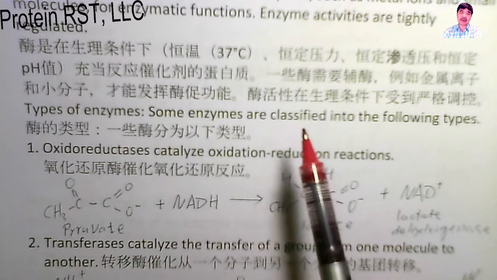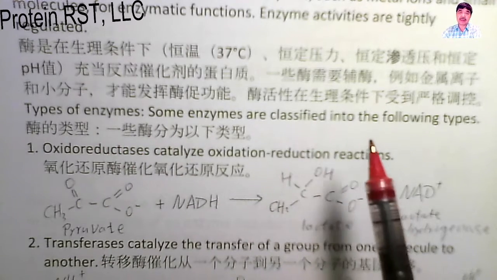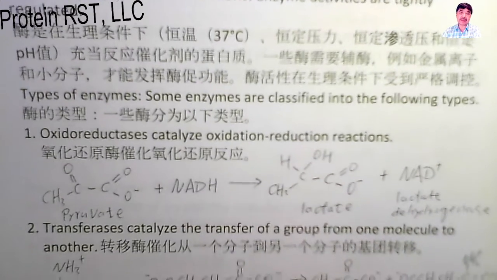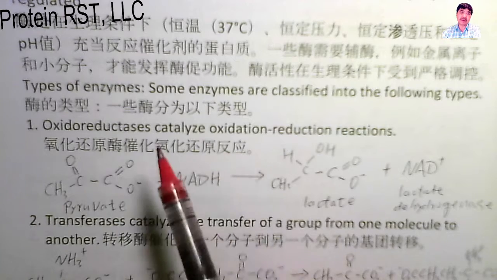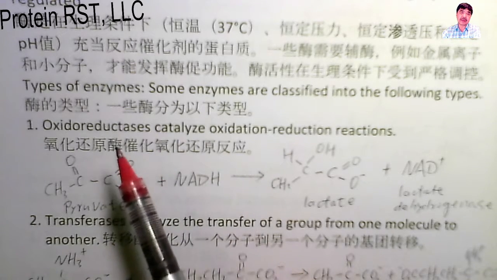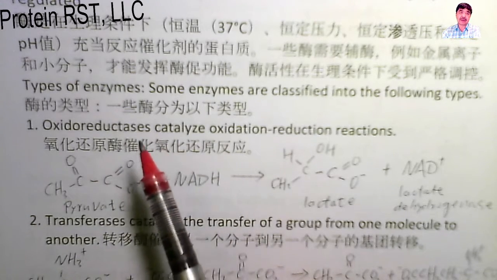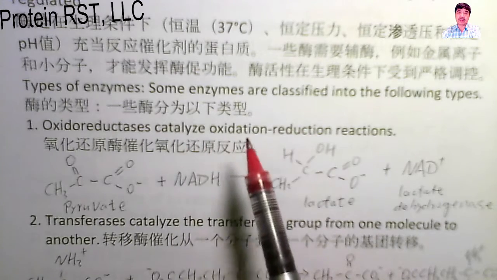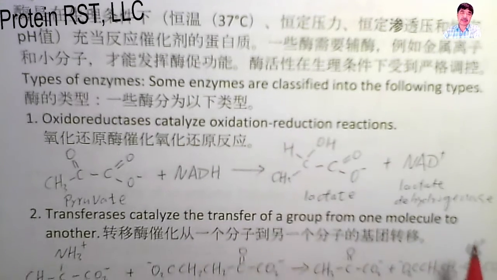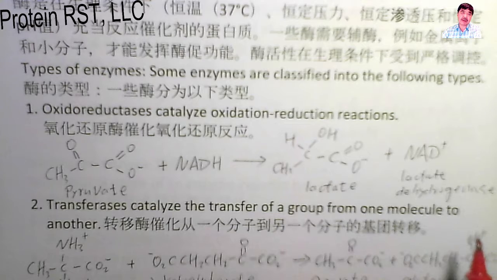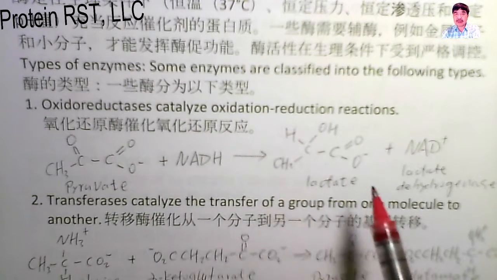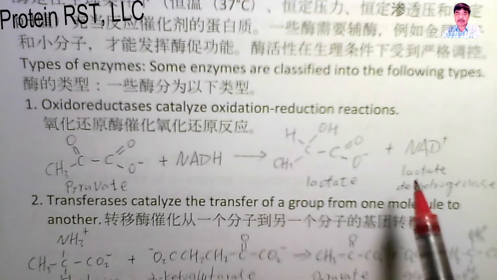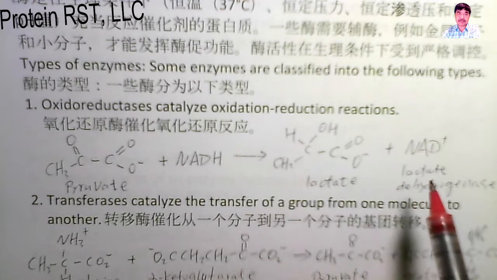Next, let's take a look at types of enzymes. Some enzymes are classified into the following types. The first one is called oxidoreductases. Oxidoreductases catalyze oxidation reduction reactions. This is the example. This enzyme is lactate dehydrogenase.